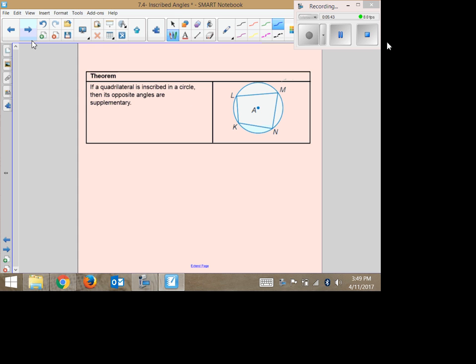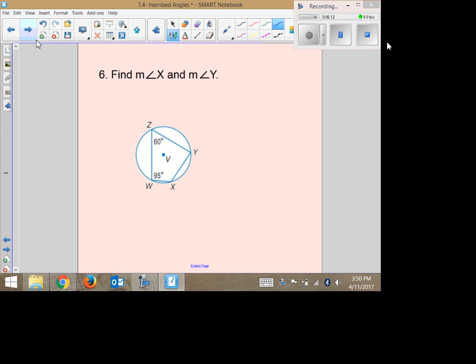One last theorem. If a quadrilateral is inscribed in a circle, then its opposite angles are supplementary. So this is saying that the measure of angle K plus the measure of angle M, since these are opposite angles, are supplementary, so they add to be 180. And then the measure of angle L plus the measure of angle N is also 180, because those are also opposite.